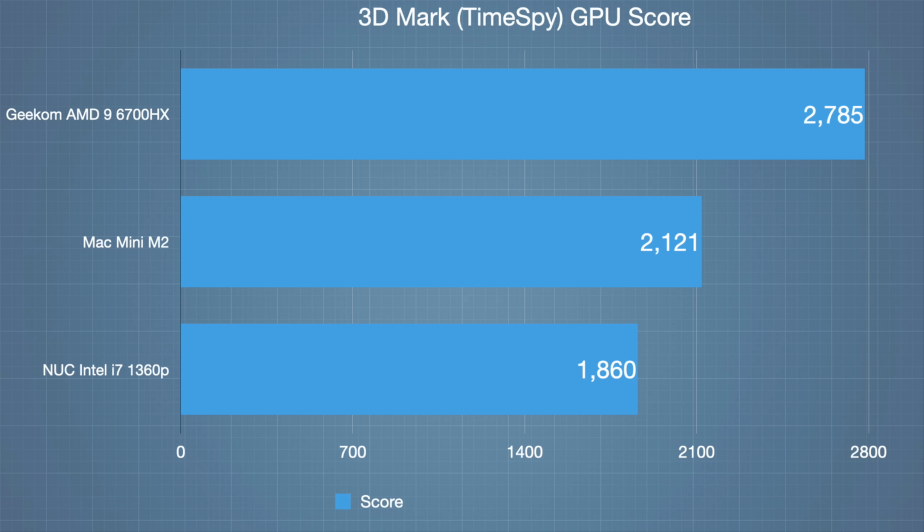So obviously AMD was way out in front with 2,785, and that's because of the 680M integrated graphics it's got in it. The Mac Mini M2 did quite well as well at 2,121, and then the Intel i7's built-in integrated graphics is behind there at 1,860.